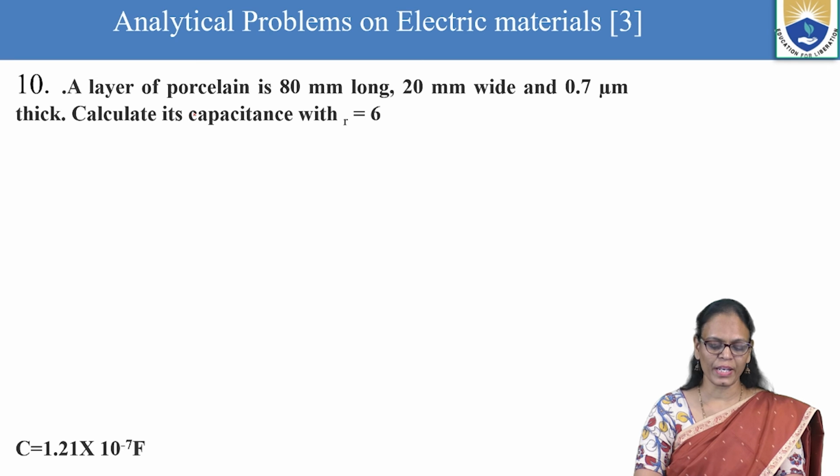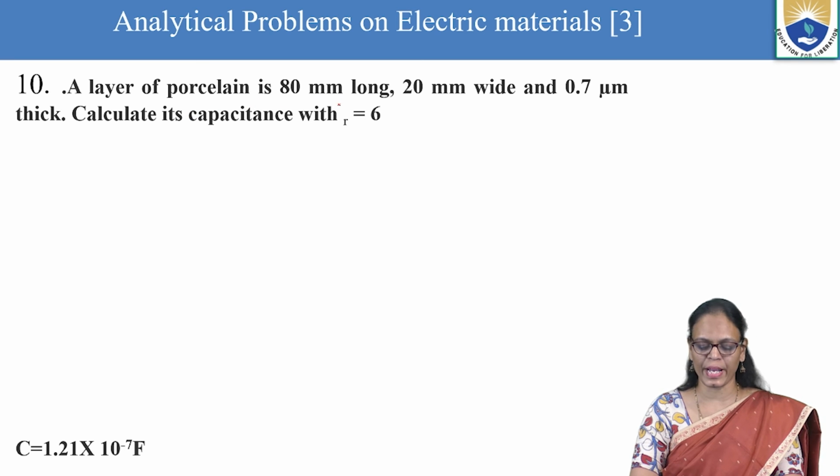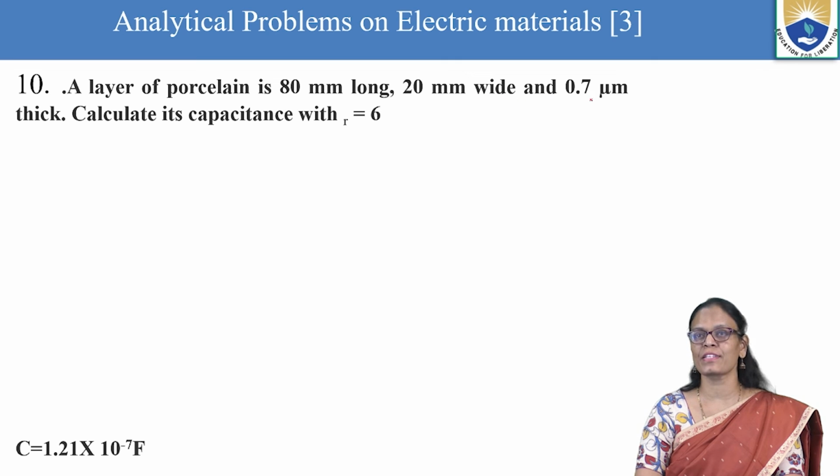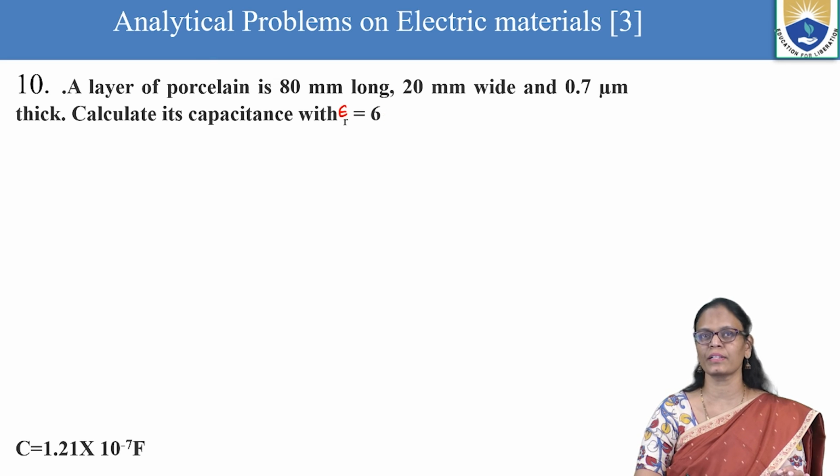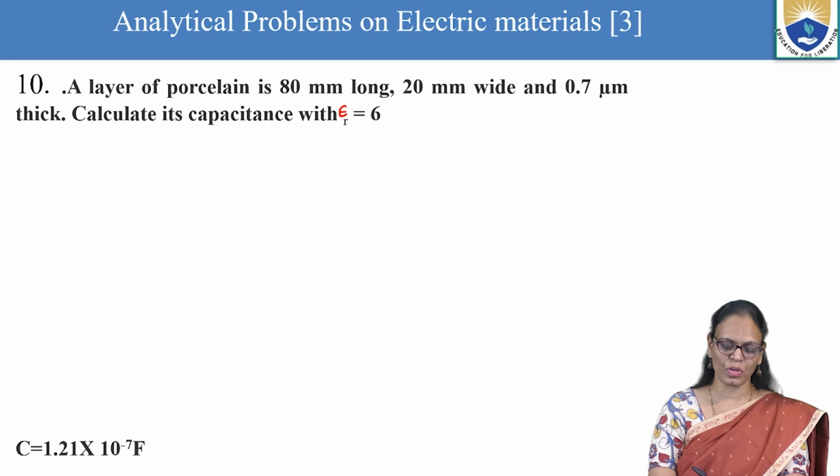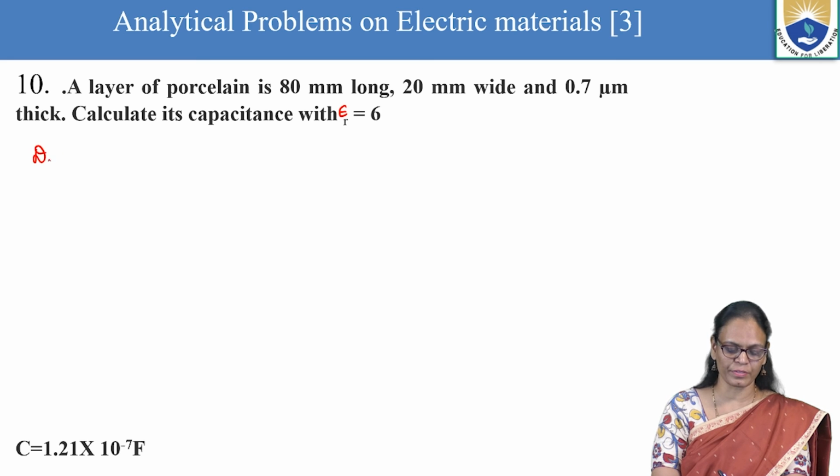Next one, a layer of porcelain is 80 millimeter long, 20 millimeter wide and 0.7 micrometer thick. Calculate its capacitance when epsilon r, that is the dielectric constant, is equal to 6. We have to calculate the capacitance. So let us now write the data given.